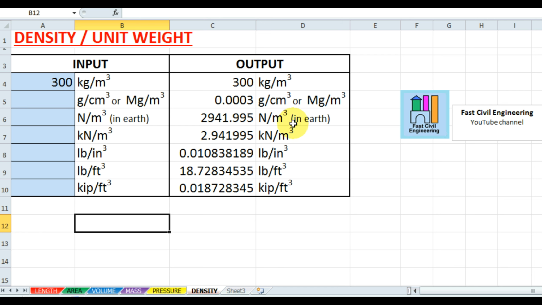300 kilogram per meter cube density is equal to 2.94 kilonewton per meter cube unit weight.